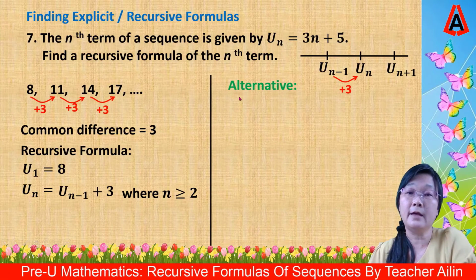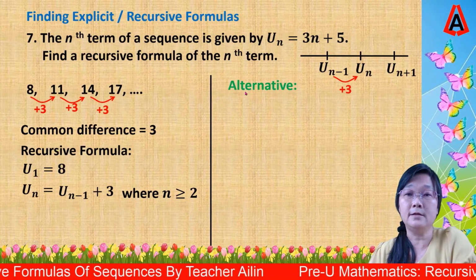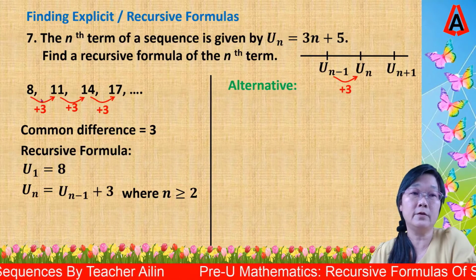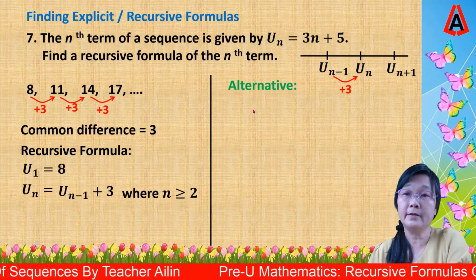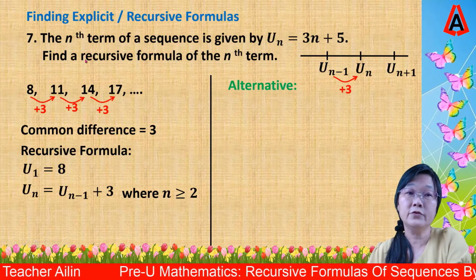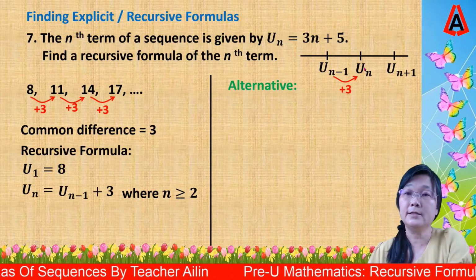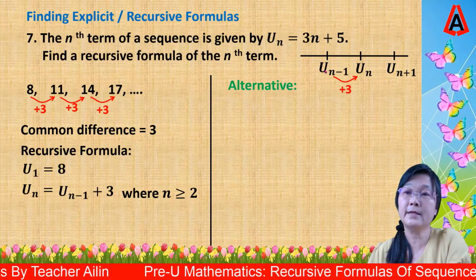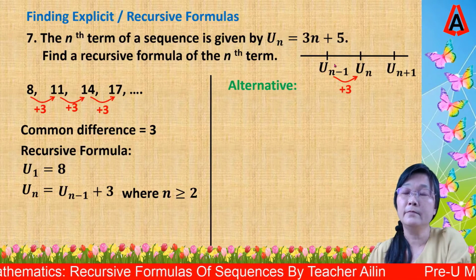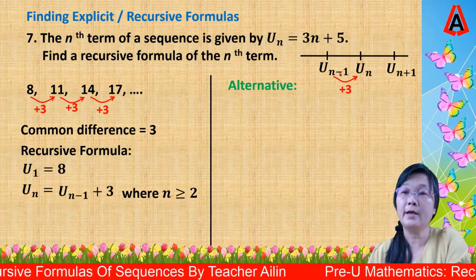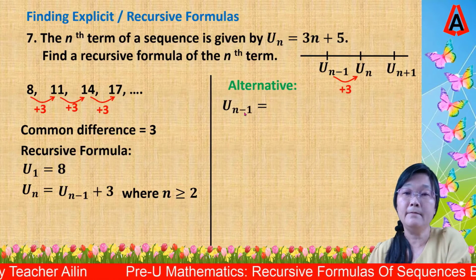Next, there is another method you can use to find the recursive formula, that is the algebra method. We don't list out the numbers here. For the algebra method, we want to find the recursive formula for un. So un depends on the previous term, un minus 1. We still lack un minus 1, so the first step is to find un minus 1.